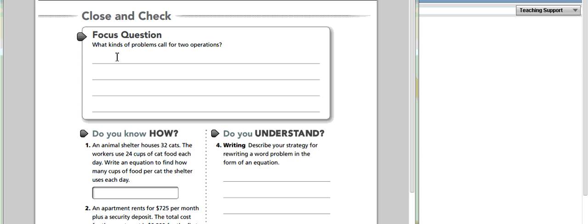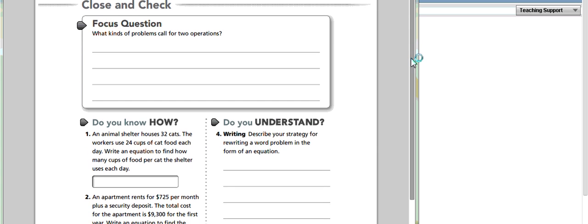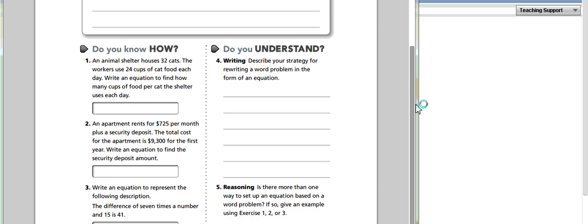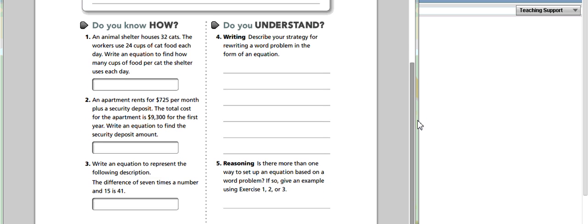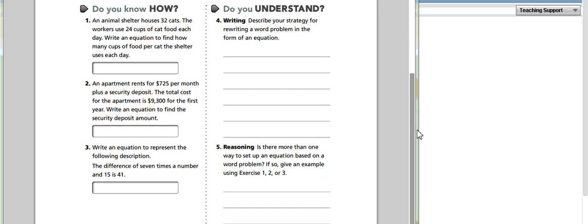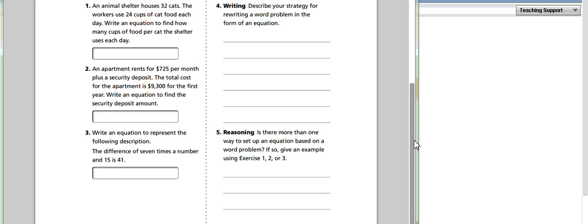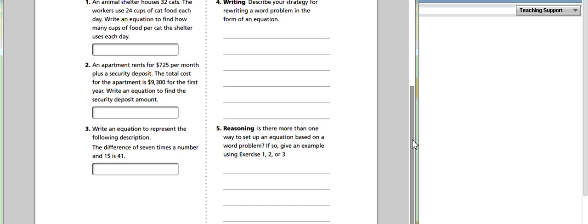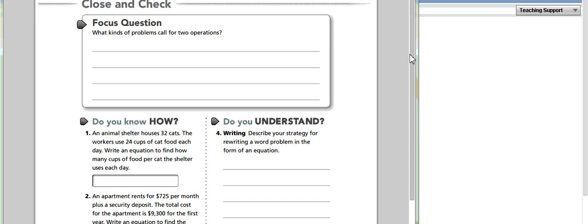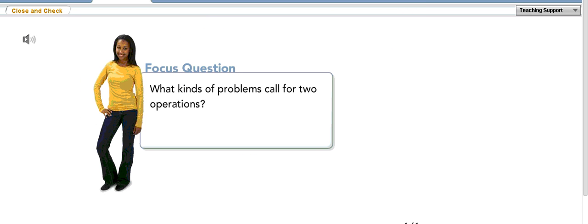So our focus question, this is where you can kind of write, where would we see something like that in a real life scenario? And then go ahead and try these and see how you do. These are great as a checkpoint. Did you understand the lesson? Do you need to go back and see something from the lesson? So go ahead and pause while you're working on your close and check to see what do you understand and where do you need to come and see me for more help or maybe even a classmate.